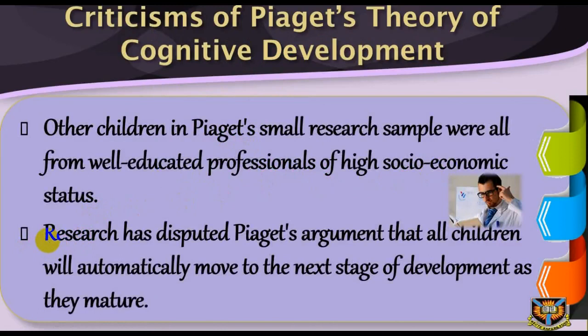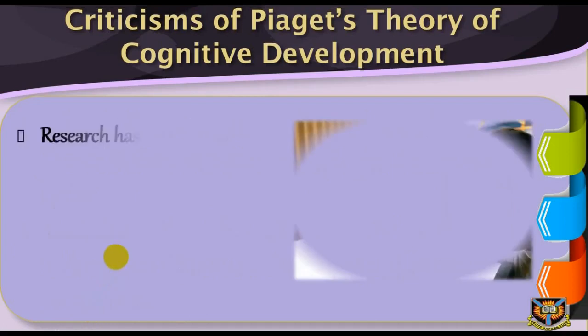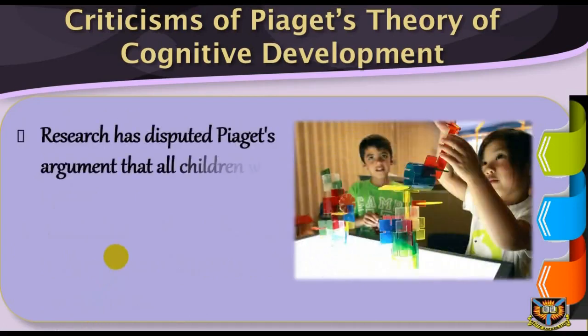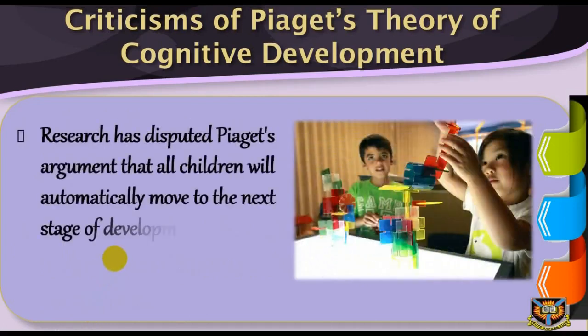Research has disputed Piaget's argument that all children will automatically move to the next stage of development as they mature. Some data suggests that environmental factors may play a role in the development of formal operations. Most researchers agree that children possess many of the abilities at an earlier age than Piaget suspected.